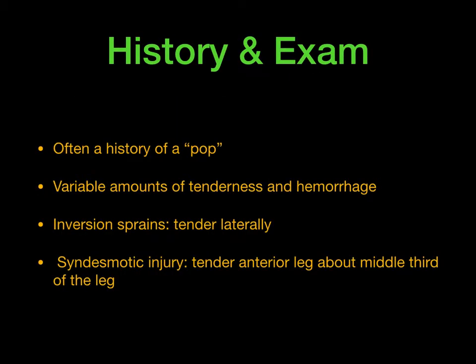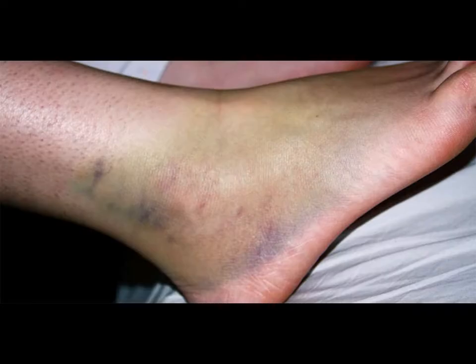How do we go about these injuries? We start with taking a clinical history, and often we would get a history of a pop sound while playing. We'll see variable amount of tenderness and hemorrhage at the site of the injury. The inversion sprains would be most commonly tender laterally. The syndesmotic injuries will be tender anteriorly, about middle third to the lower third of the leg. So that's how typically an ecchymosis or swelling would appear if you have a lateral sprain.